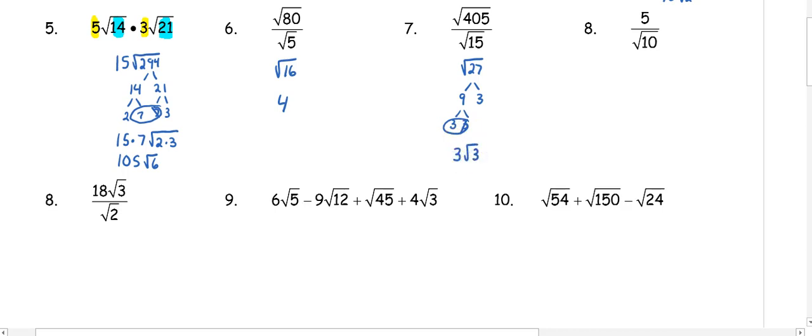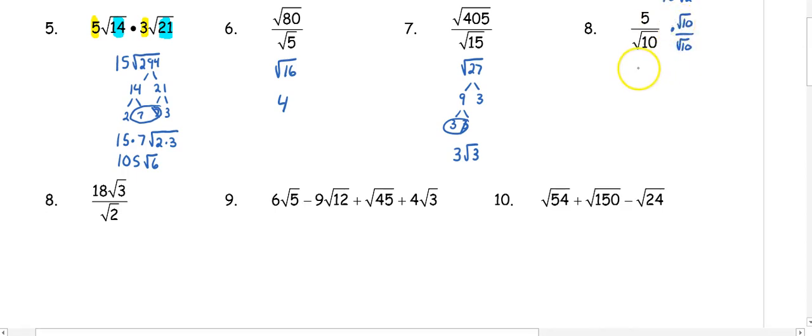Now, in 8, we're not as lucky. We can't divide. So what we're going to have to do is rationalize the denominator. In order to rationalize the denominator, you want to multiply the numerator and the denominator, which are the top and bottom of the fraction, by whatever radical is in the denominator. So in this case, we have root 10 and root 10.